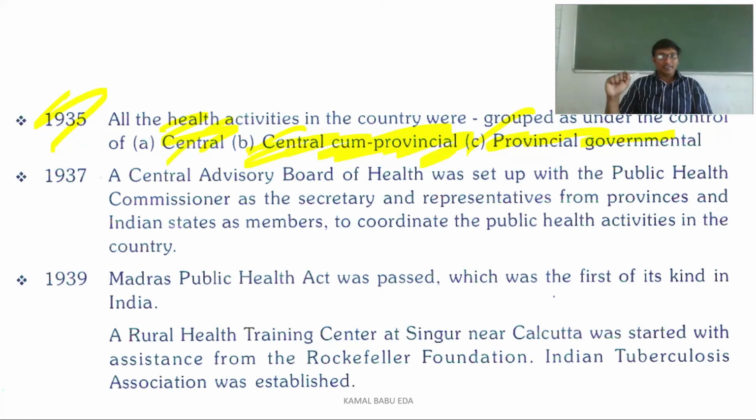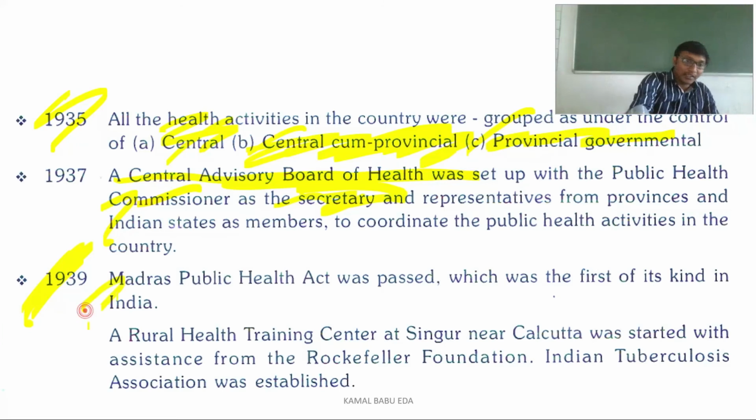And in the year 1937, a Central Advisory Board of Health was set up, with the Public Health Commissioner as secretary and representatives from provinces and Indian state members, mainly to coordinate all the health activities going on in the country. All these things will be discussed in this Central Advisory Board of Health. Who are the persons there? The Public Health Commissioner is there as secretary, and representatives from provinces. India has nearly 28 states and 7 union territories. So the representatives from these provinces were there in the advisory board on health as members. And in the year 1939, the Madras Public Health Act was passed, which is the first of its kind in India.